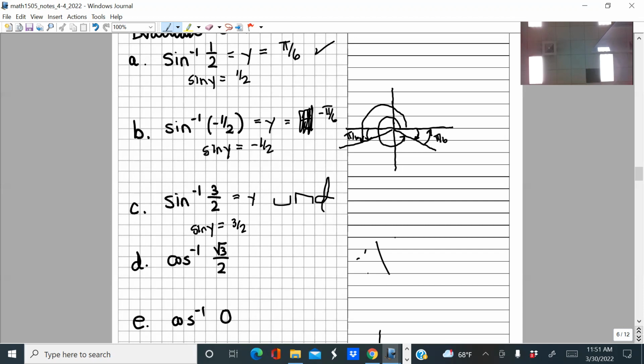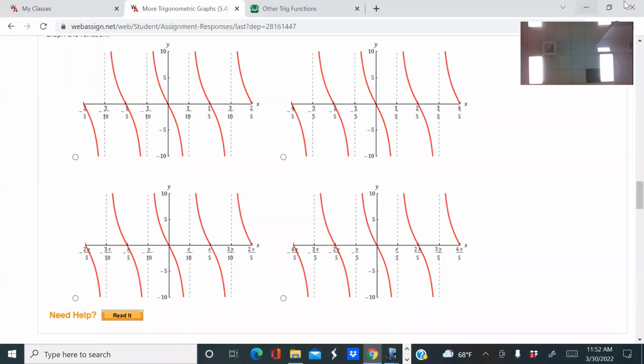Let's try this one then. We may have to just talk through it. What about arc cosine of square root of 3/2? Okay. So arc cosine of square root of 3/2. How does that have to work?